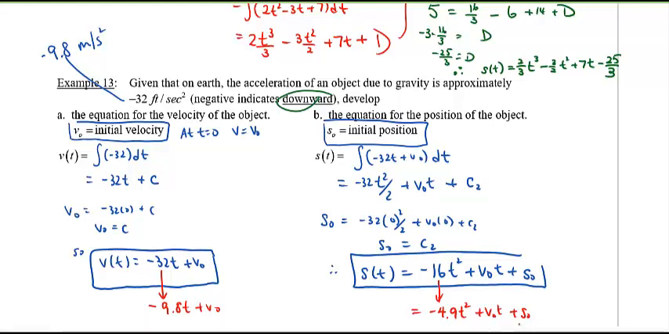Welcome to antidifferentiation and integral calculus.